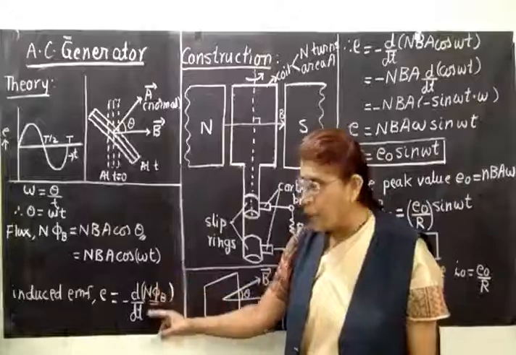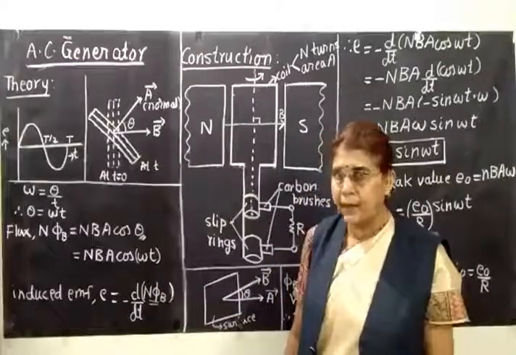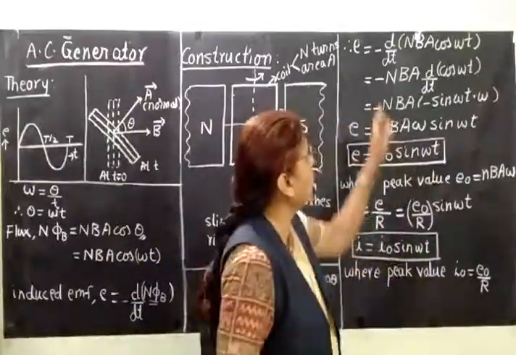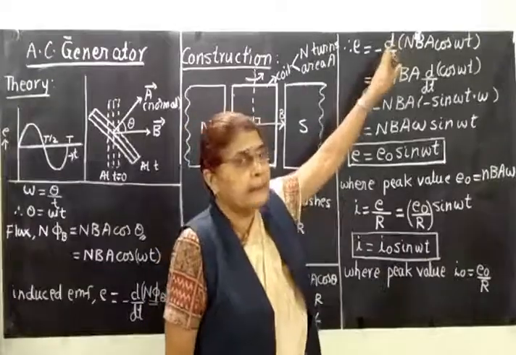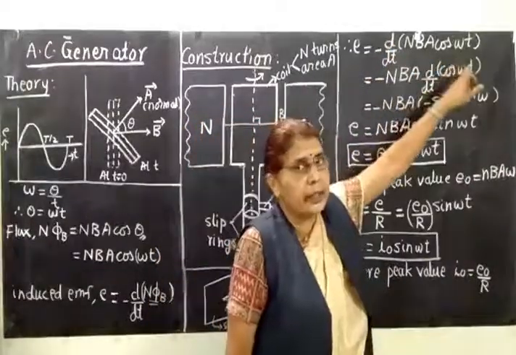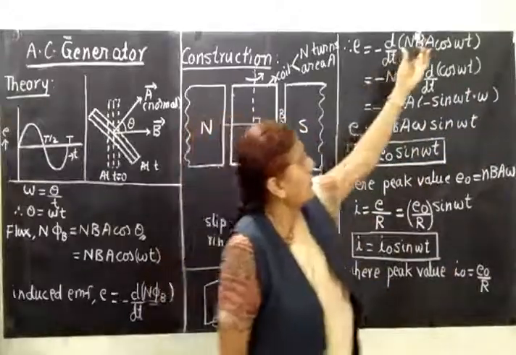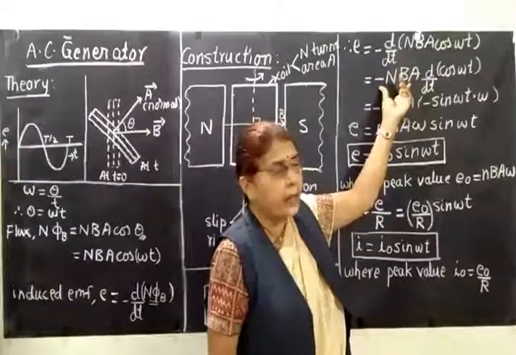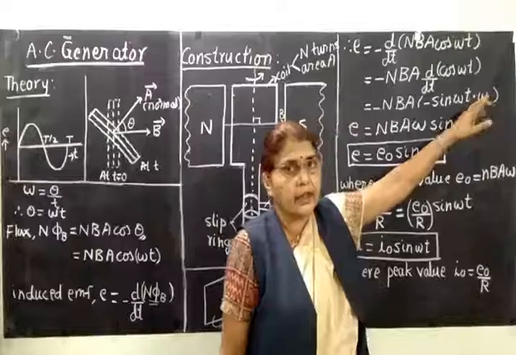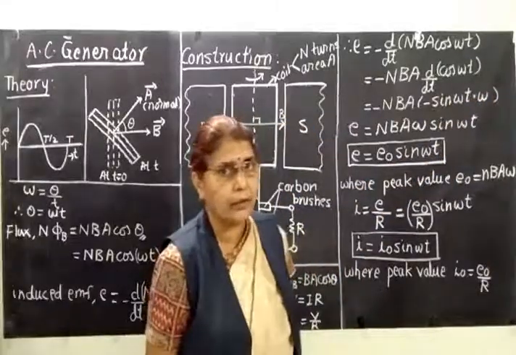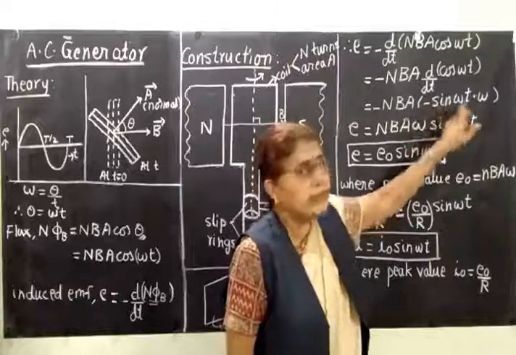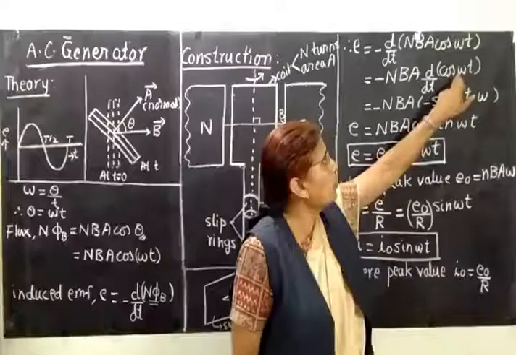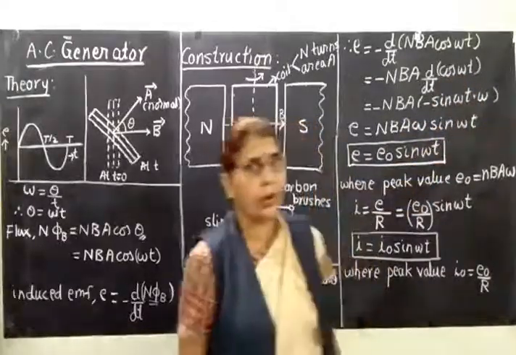Now we have to substitute the value of N phi B, that is the flux, and simplify. So let us put the value of N phi B as NBA cos omega t. So I have written it here. E is equal to minus d by dt of NBA cos omega t. Now let us take the constant outside the differentiation sign. NBA is a constant, so let us take it outside, NBA outside, d by dt of cos omega t. So if you differentiate cos omega t by the laws of differentiation, the differentiation is minus sin omega t into the derivative of omega t, that is omega. So the derivative of cos omega t is minus sin omega t into omega.